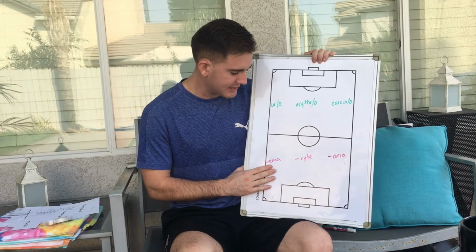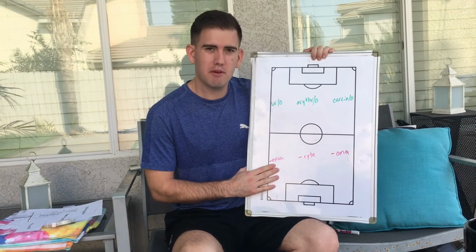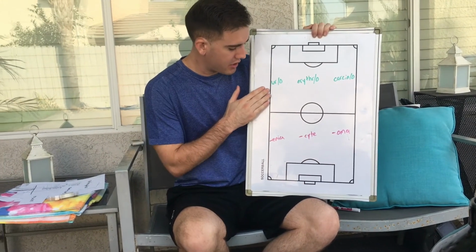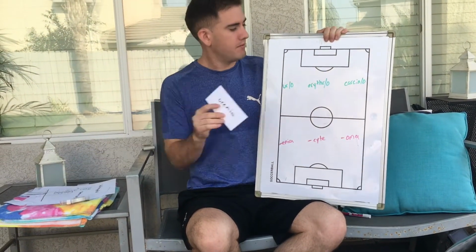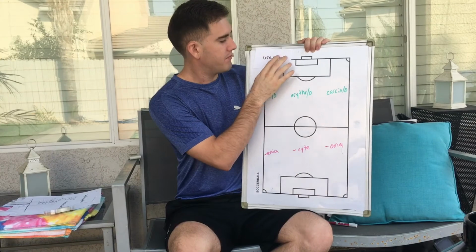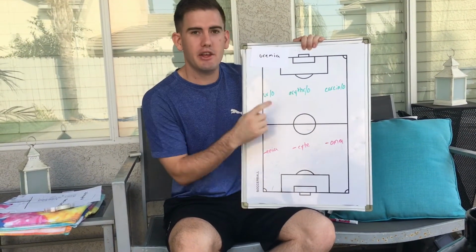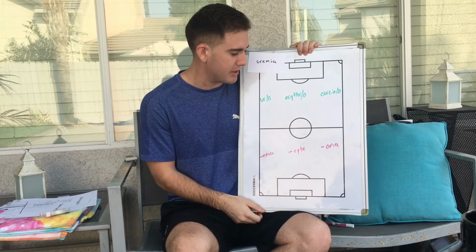And we know that since the suffix begins with a vowel, we can drop this vowel here and make it uremia. There it is, uremia. And we know that that's blood in the urine by understanding its components.